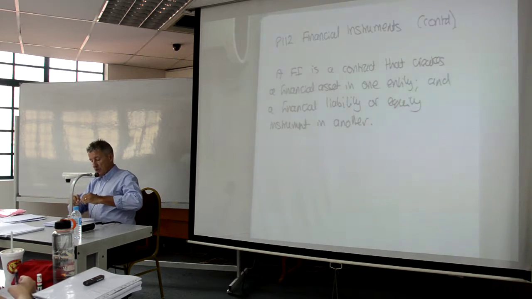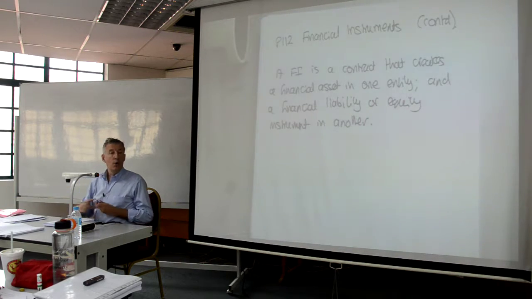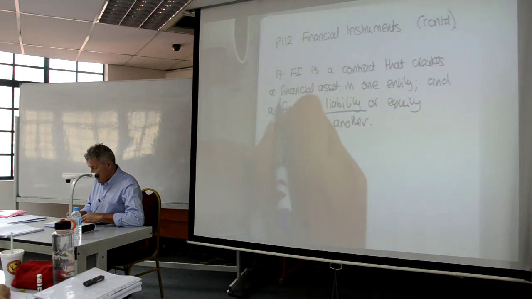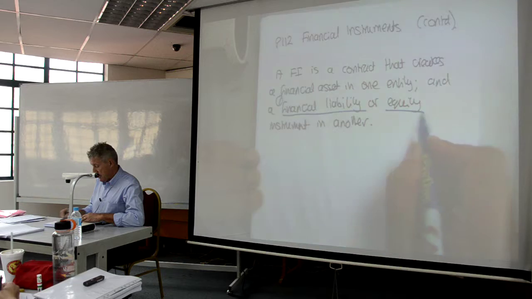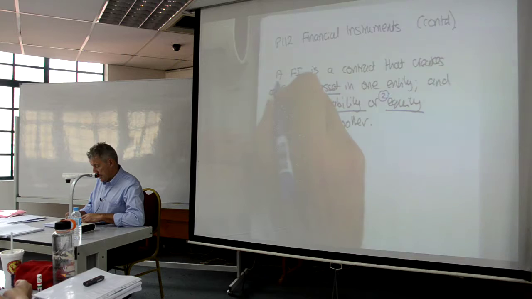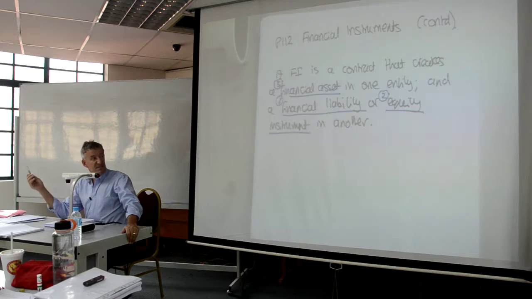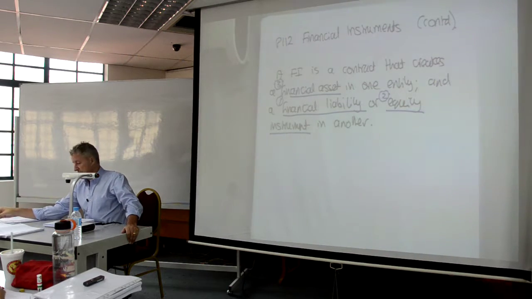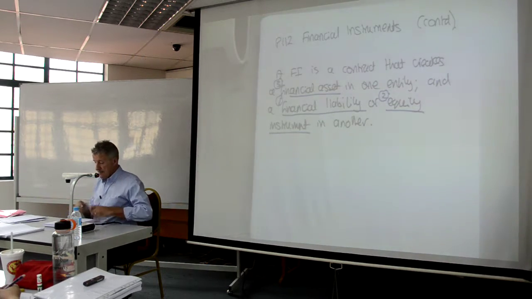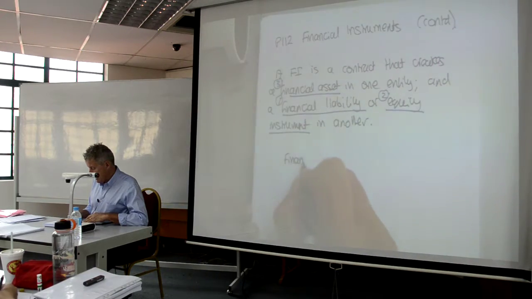Now, when we're looking at this topic, the topic breaks down, I think, really into four. The first part of the topic is looking at financial liabilities. The second part is looking at equity instruments. The third part is looking at financial assets. And then the fourth part will be looking at derivatives. So financial instruments are contracts that create financial assets in one entity and a financial liability or equity instrument in another.